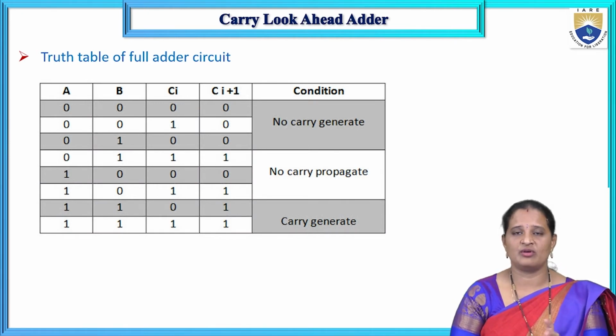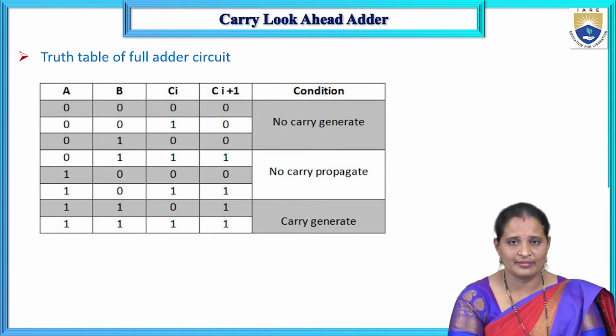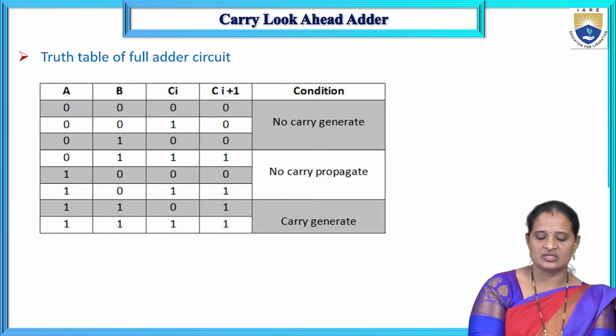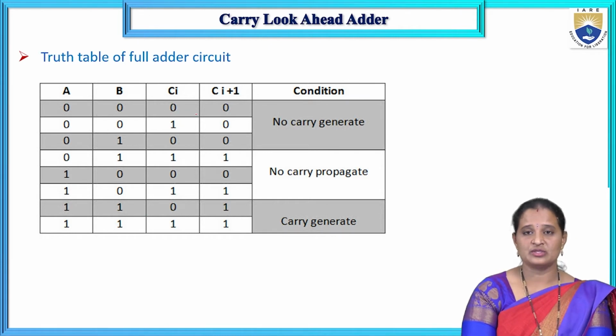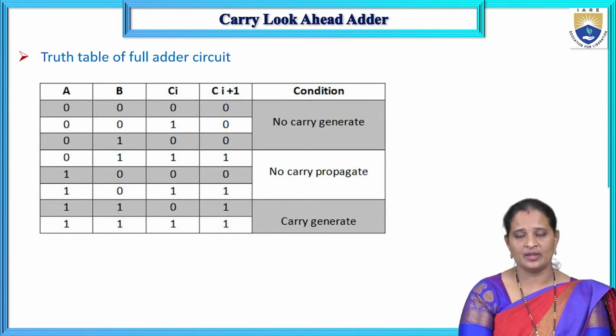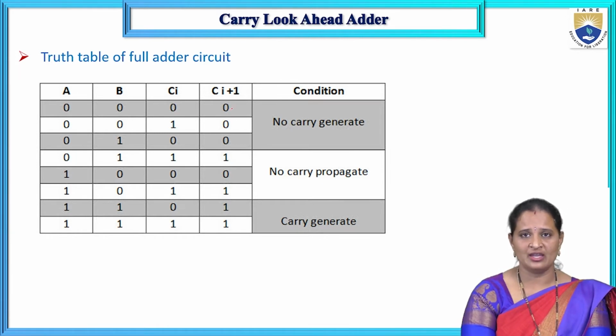Let us see the truth table of the full adder circuit. As we all know, a full adder is a circuit which can add 3 bits of data at a time, that is 2 single bit numbers and 1 carry input. So these are the 3 inputs here, A, B, Ci. When I'm adding these 3 bits, 0 plus 0 plus 0, I don't have a carry, so the carry output is 0. Then 0, 0, 1, again no carry. I'm not considering the sum output, I'm taking only the carry output here.